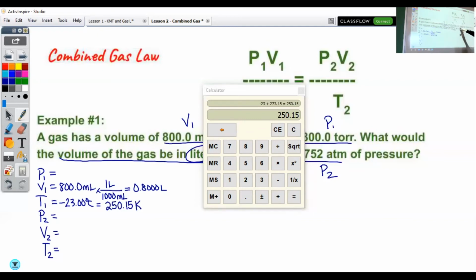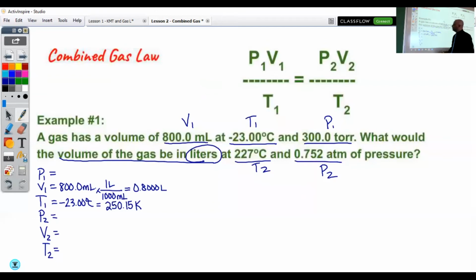If you notice, our pressure is 300.0 torr. The second pressure that they give you later on in the problem is in ATM. So pressure 2 is 0.752 ATM. Now, you have a choice here. You can either convert your pressure in torr to ATM or convert your pressure in ATM to torr. It'll give you the same result, but they have to be in the same unit. So I'm going to convert my 300.0 torr into ATM.